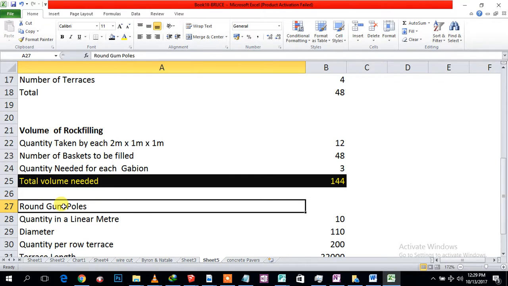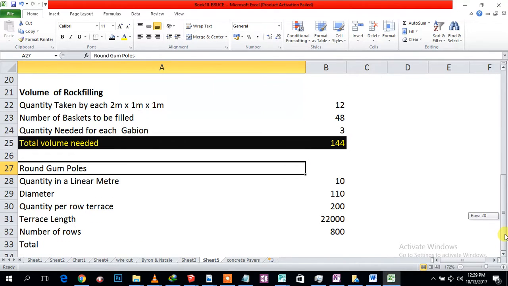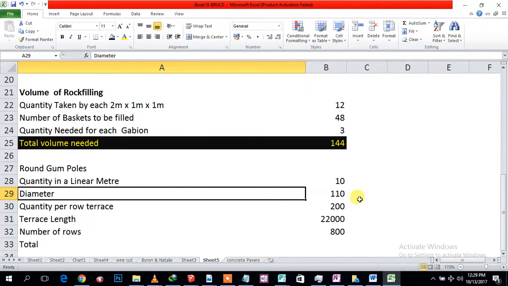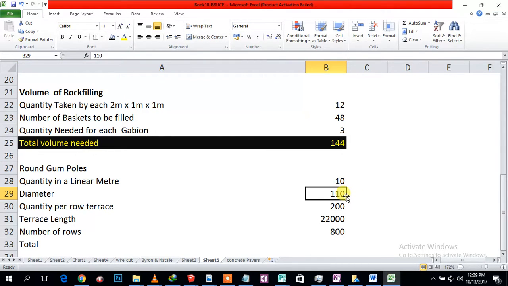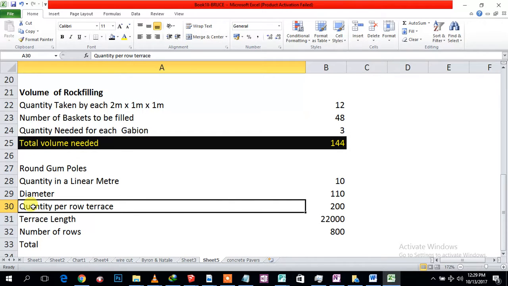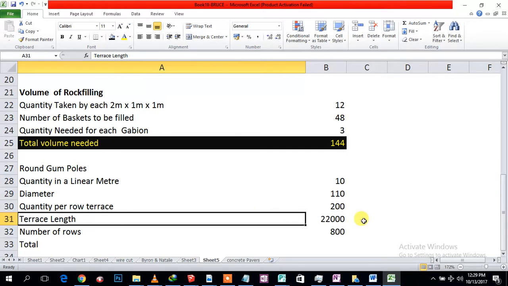For the gum poles, we want to find out how many fit in a linear meter and how many each row is going to take. The gum poles have an average diameter of 110 millimeters. So a meter takes about 10. Then to find out the total needed for the whole length of 22 or 23 meters.